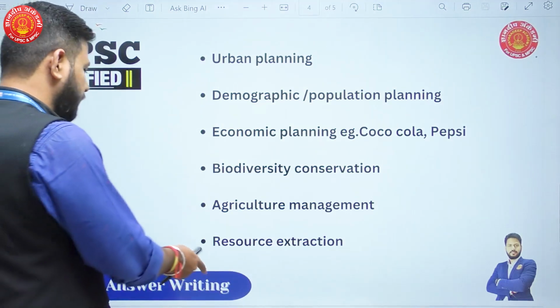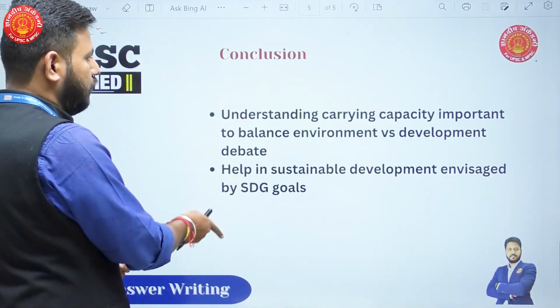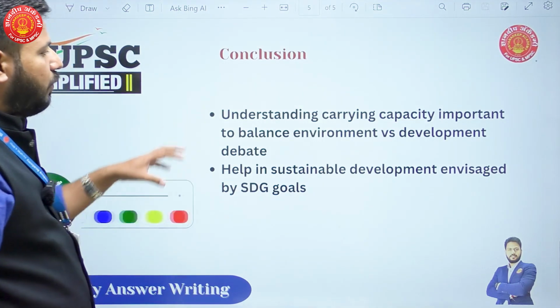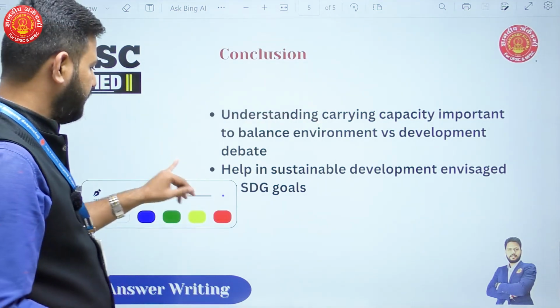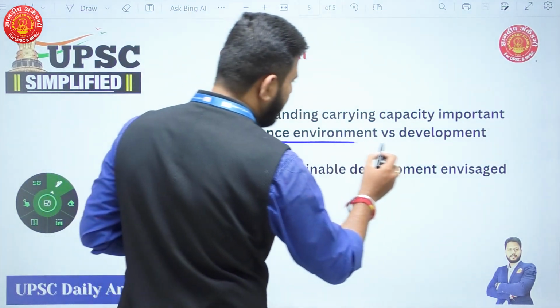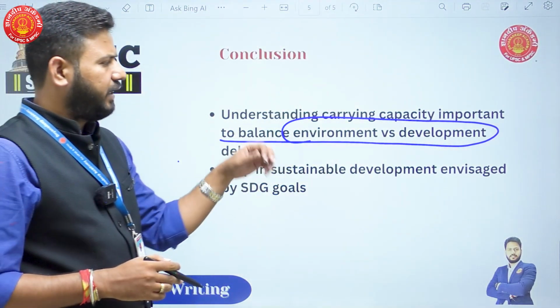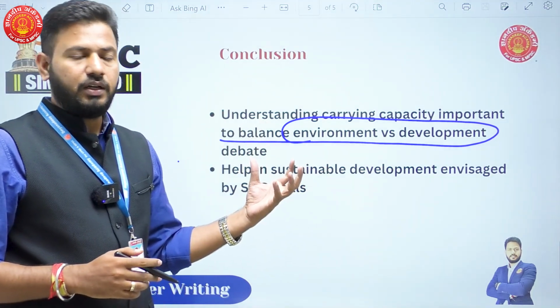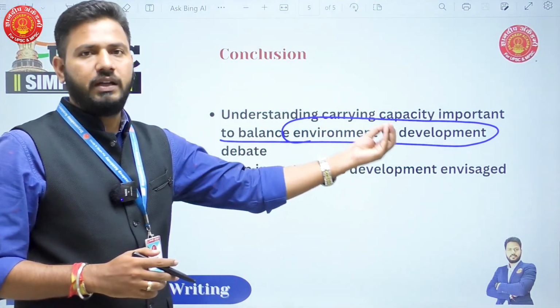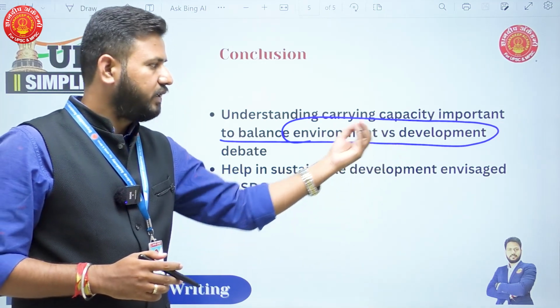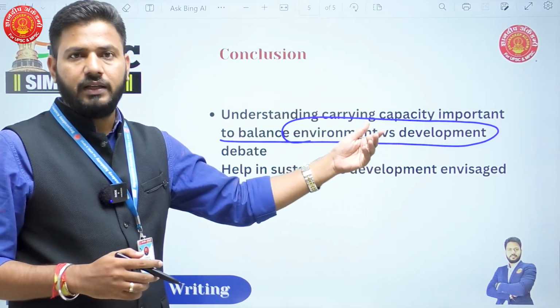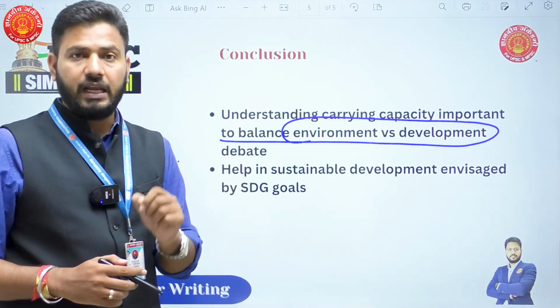Now, when you're concluding this question, how can you conclude? You can emphasize how understanding carrying capacity is important to balance the environment versus development debate. This is a debate in every society and every country, whether you should focus on environment or development. No one of these should come at the cost of the other, and the solution here is carrying capacity.